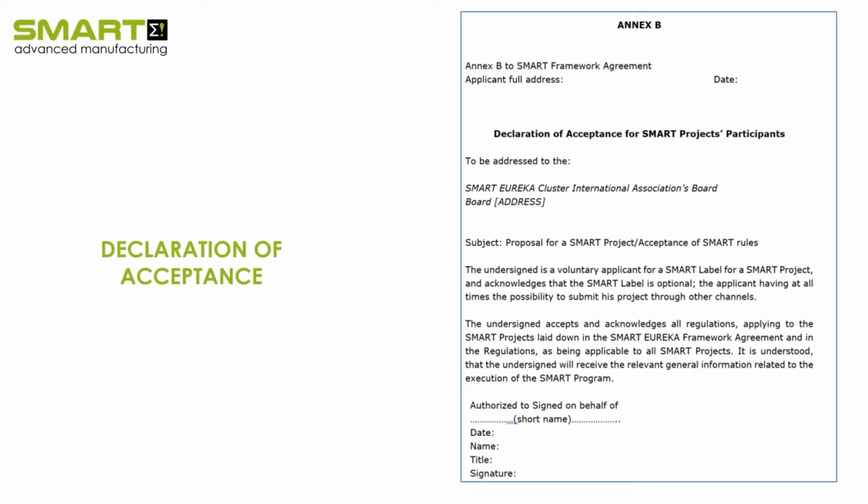In this document, it is accepted the rules and regulations established by the Smart Eureka cluster. This is also mandatory for all the participant entities in Smart cluster projects, like in any other Eureka cluster. So this is an administrative step that you will have to fulfill, in which you agree with the rules and regulations of the Smart Eureka cluster. Okay, good.